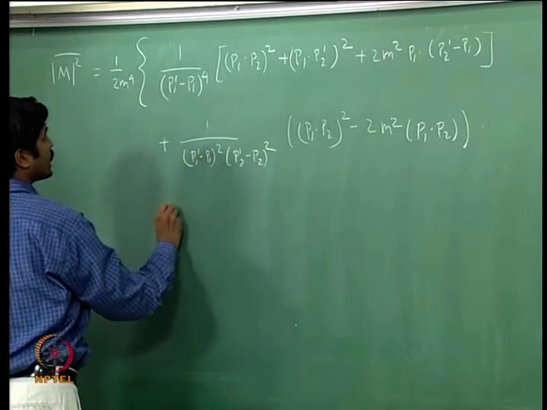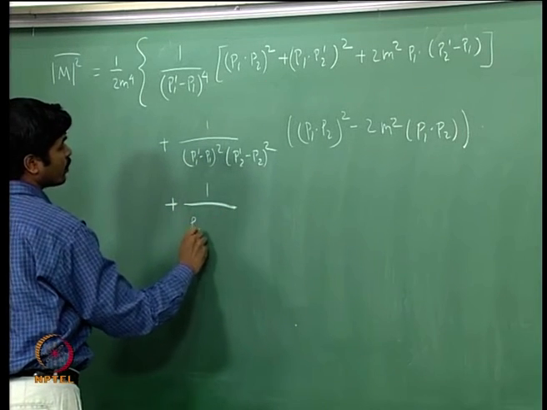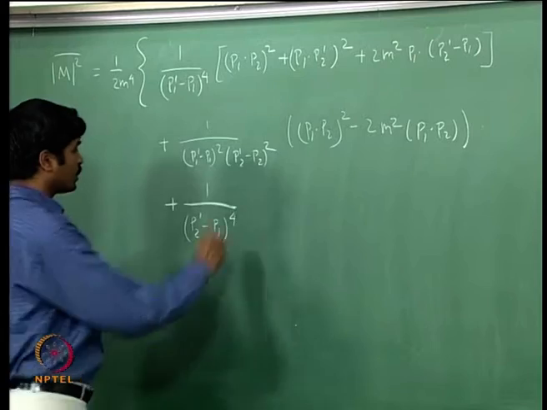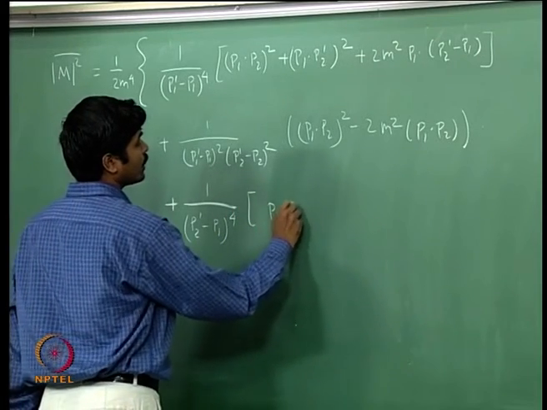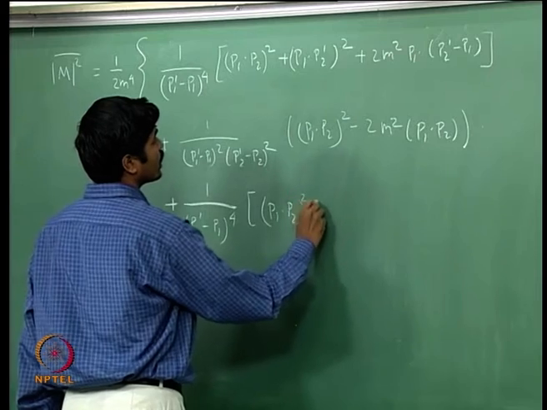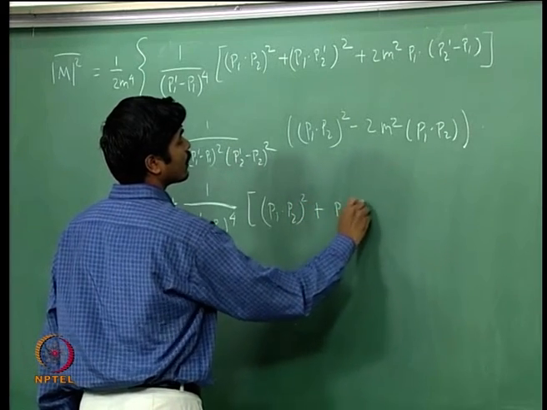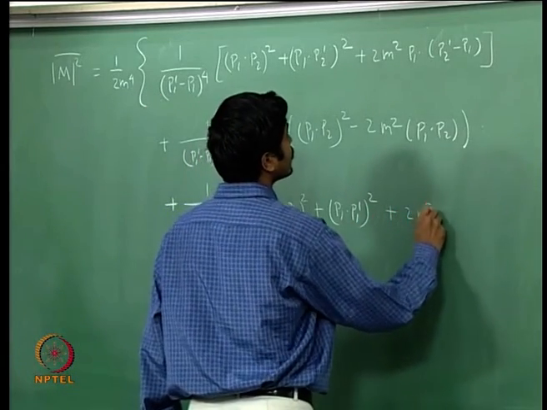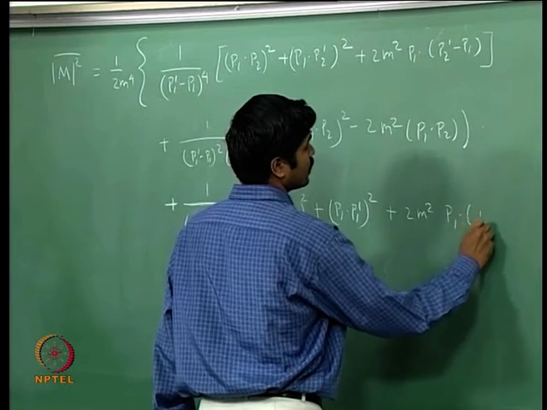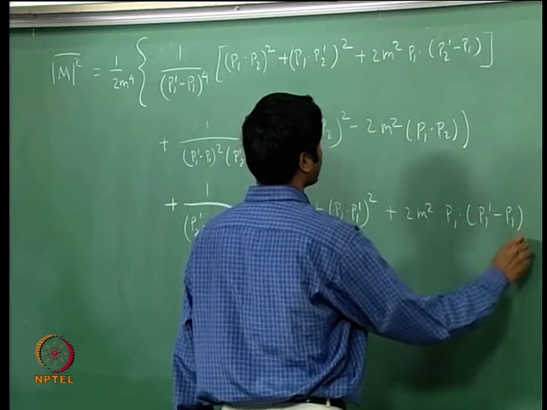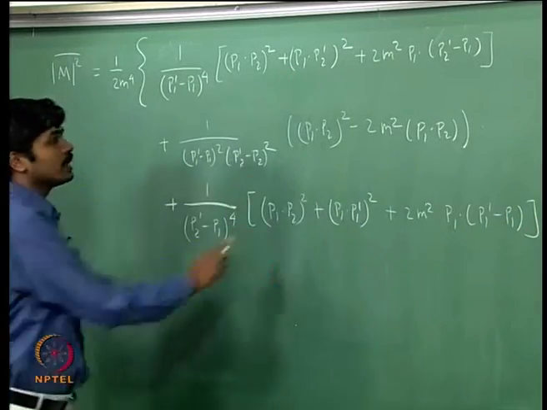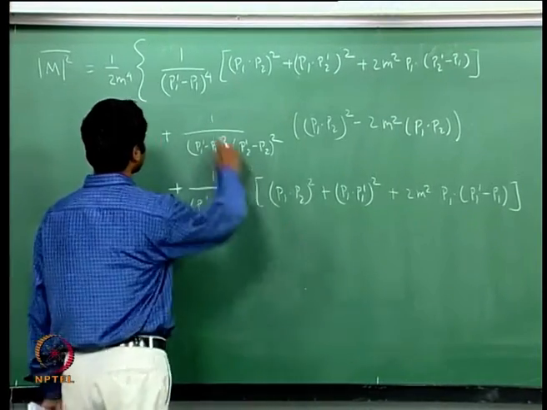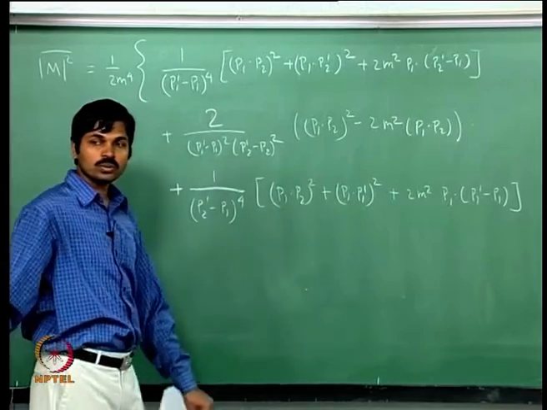So, from the first term I get 1 over (P2 prime minus P1) to the power 4th times P1 dot P2 square plus P1 dot P1 prime square and plus 2 m square P1 dot (P1 prime minus P1). That is from here, and you can see that this term is invariant under the exchange of P1 prime and P2 prime. So, I will just get a factor of 2.